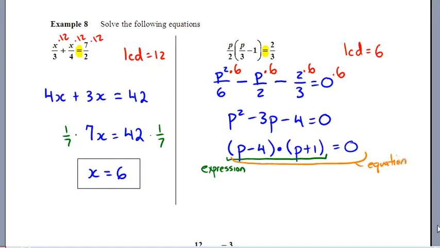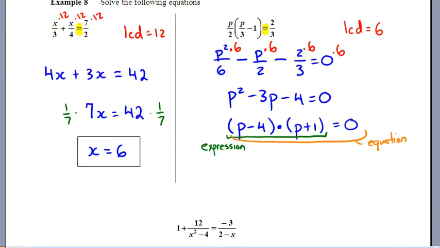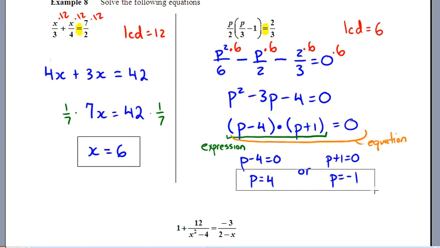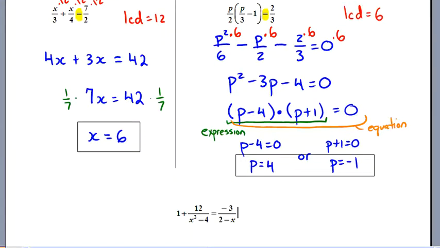And I can use the zero product rule to help me find the answer. The only possibility is maybe p minus 4 is equal to 0. Okay, so then p is equal to 4. Or maybe p plus 1 is equal to 0. Maybe p is equal to negative 1. So these are our solutions. These are our roots, you might say, for that equation.